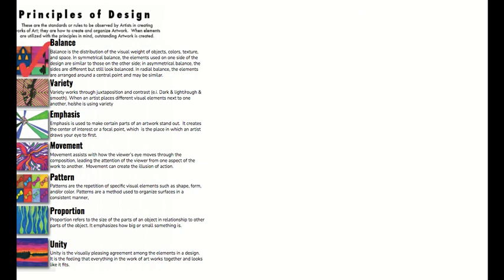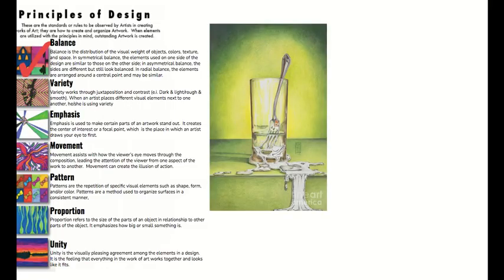The next principle of design is variety. Variety works through juxtaposition and contrast. For example, dark and light, rough and smooth, etc. When an artist places different visual elements next to one another, he or she is using variety. So let's take a look at this painting. As you can see, there is a lot of variety in it.